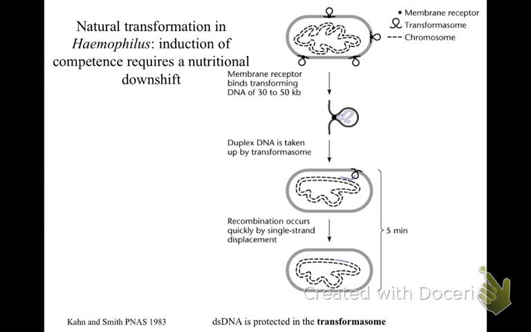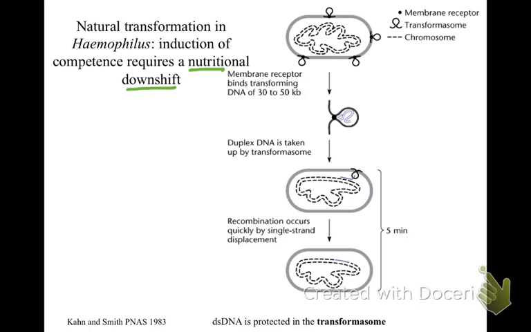Finally, in gram-negatives, I want to also point out that transformation in many organisms, similar to what I mentioned with Streptococcus, requires a nutritional downshift. That means that this process is induced when there's some limiting nutrient. The other unusual feature about Haemophilus, in addition to the fact that it requires that specific recognition sequence in the DNA so that it will only take up certain types of DNA, is that there's an unusual complex that forms.